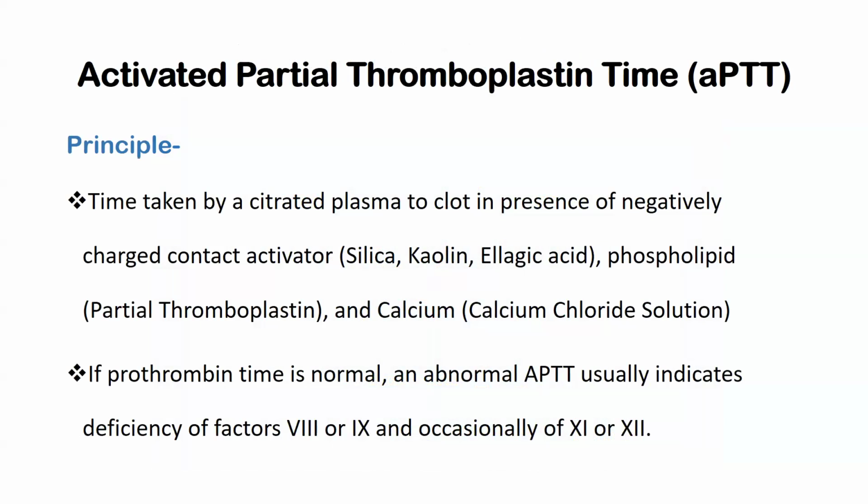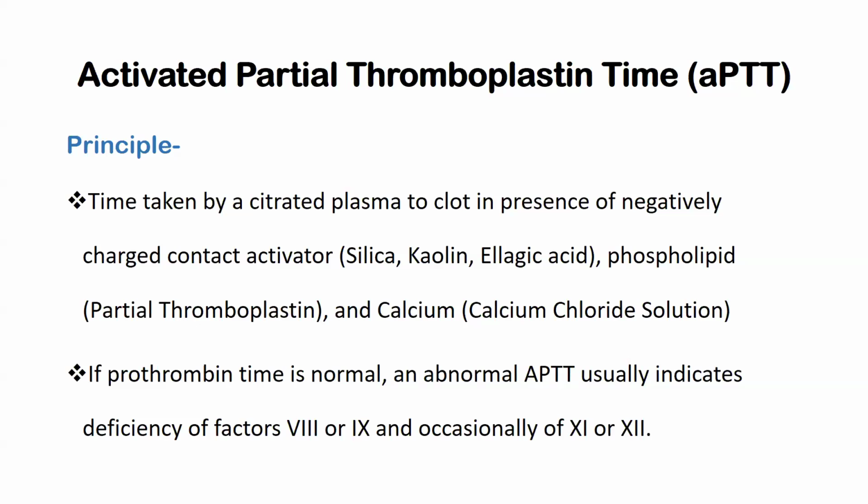I'll go to the gold test, which is the APTT. Basically, this test usually checks the intrinsic pathway. It's the time taken by citrated plasma in the presence of a negatively charged contact activator, which can either be silica, kaolin, or ellagic acid, combined with a phospholipid, which is the partial thromboplastin, and calcium chloride. So basically, that's the principle, and the test we do in the lab is based on that.